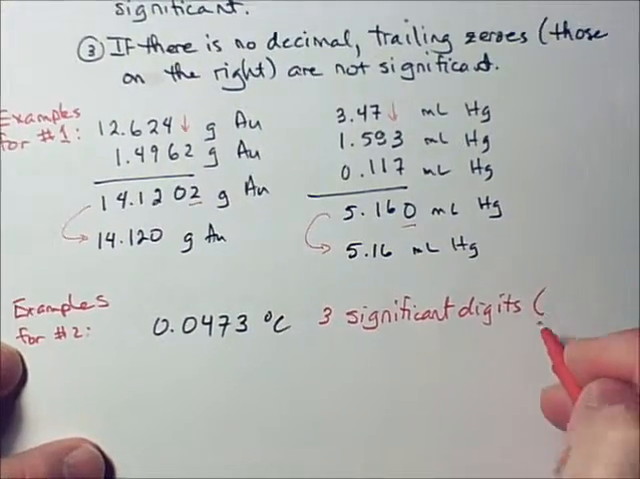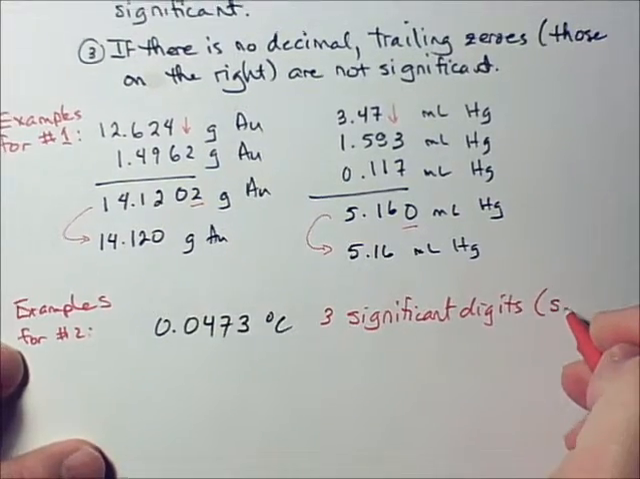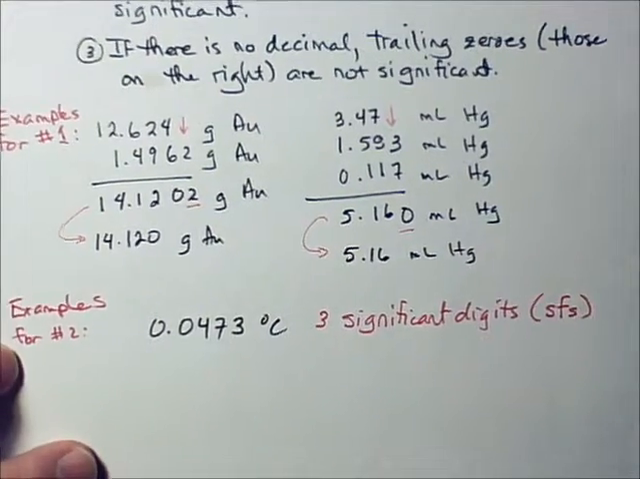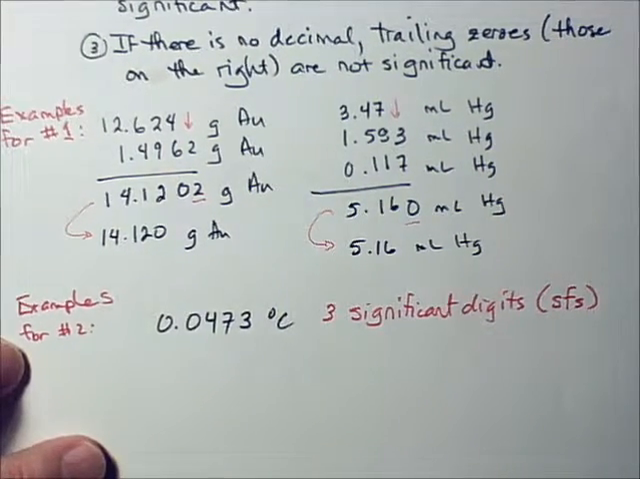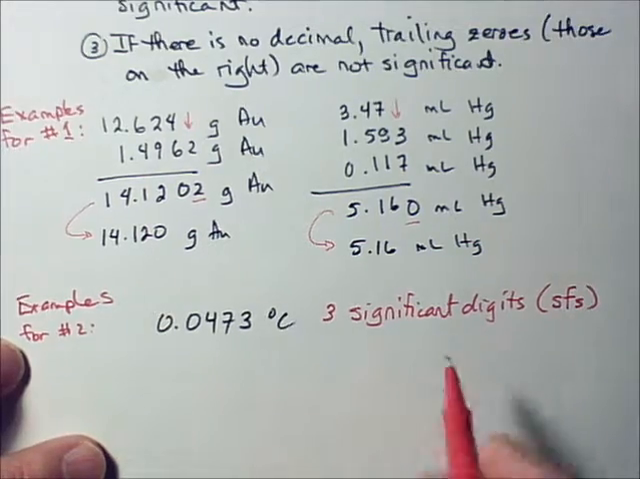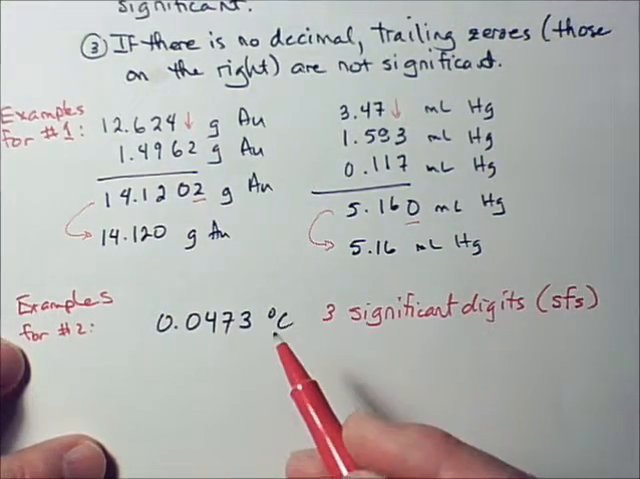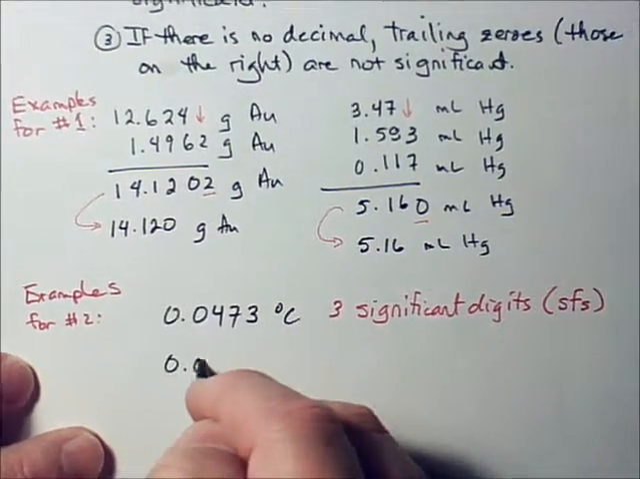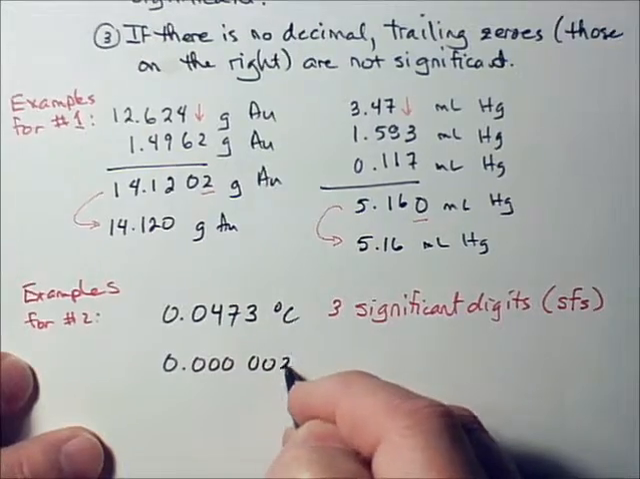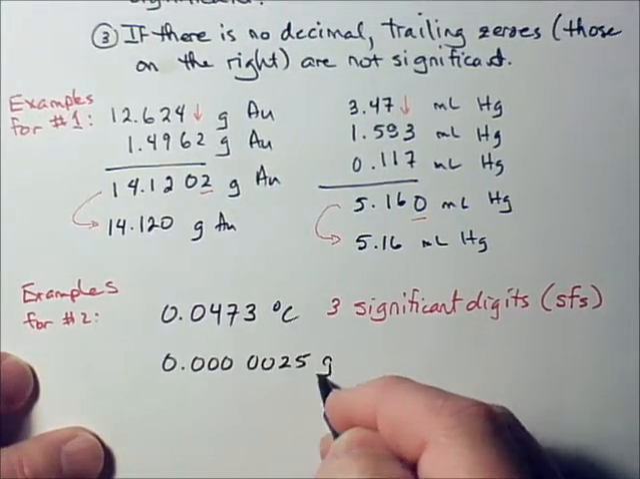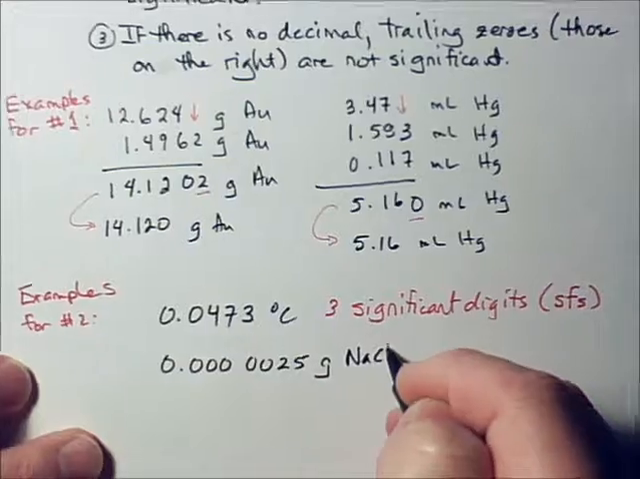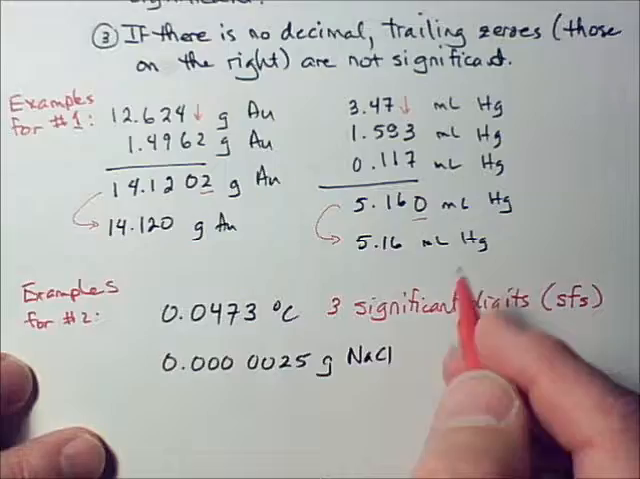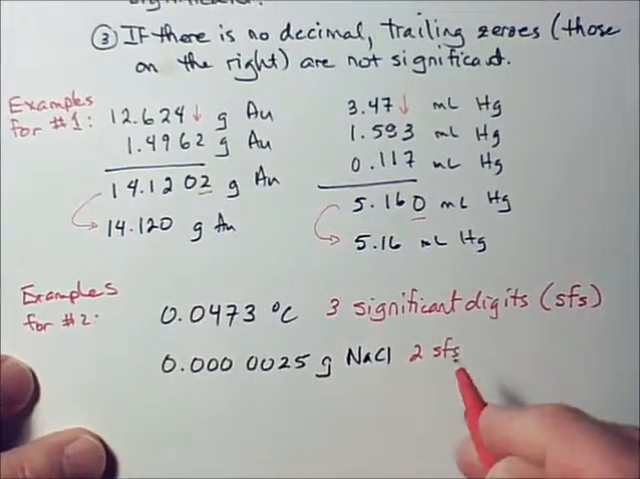Now I'm going to use the shorthand SF. SF in plural is SFs for significant figures. Sometimes you use the word significant digits, sometimes significant figures. It kind of means the same thing, okay? And if I have, how many significant digits in this number? Just 2, right? All right, does that make sense?